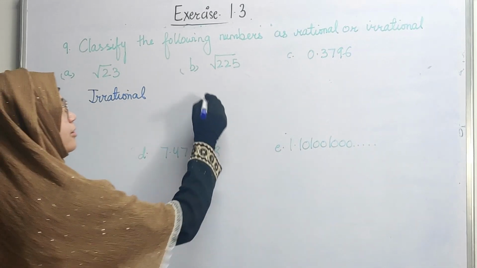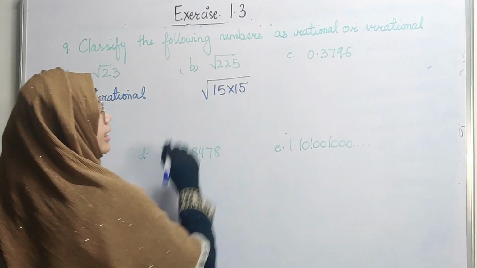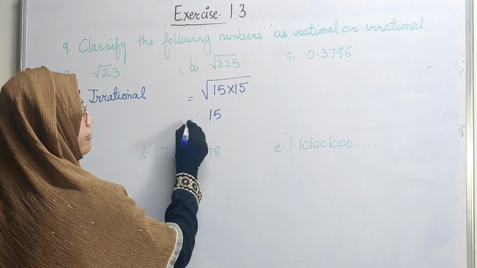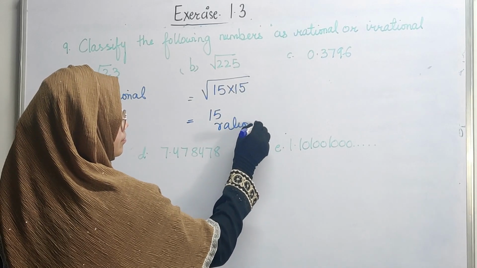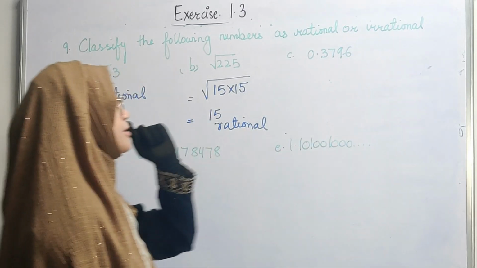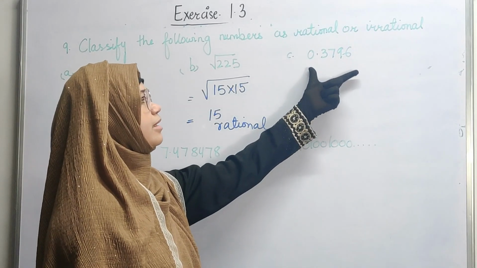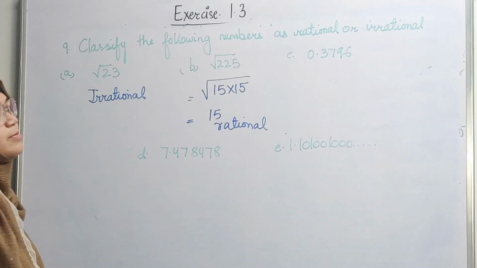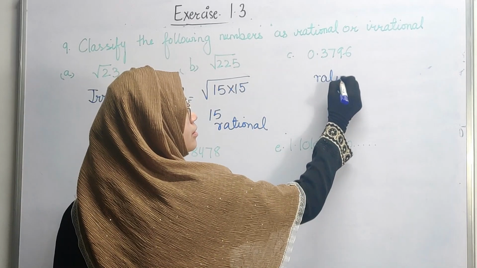Root 225. Root 225 can be written as root 15 into root 15, and we can easily find the root of 225, which is 15, and 15 is a rational number. C part, 0.3796. 0.3796 is a decimal expansion, and it is a terminating decimal expansion because it does not have a bar in it, and all the terminating expansions are rational numbers. So this is rational.